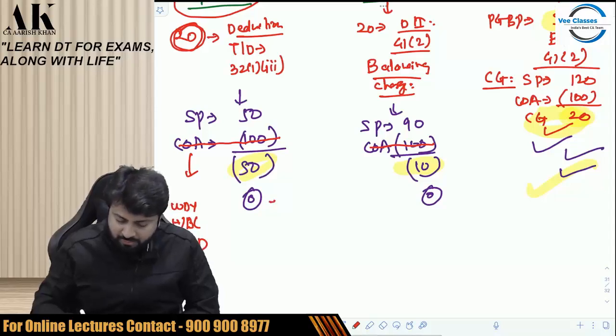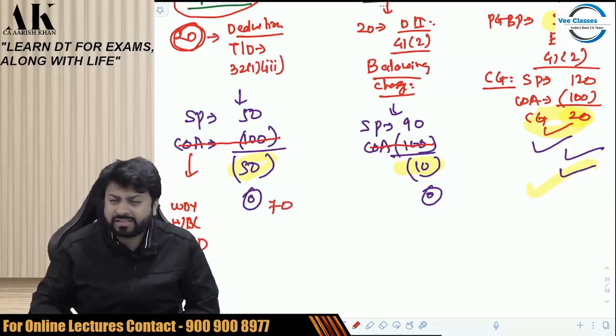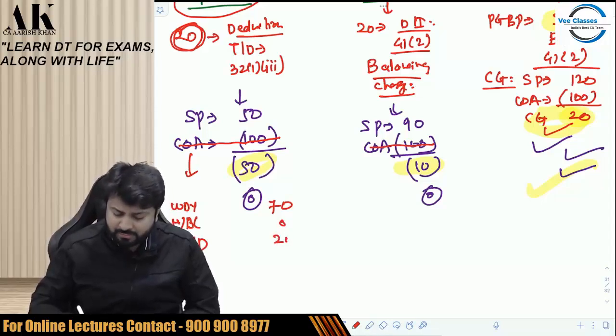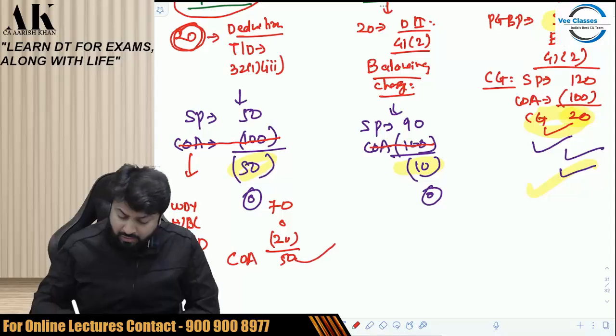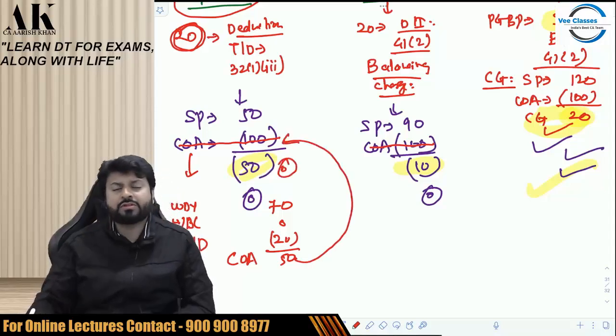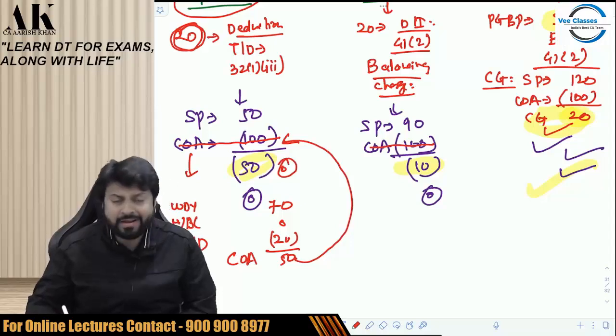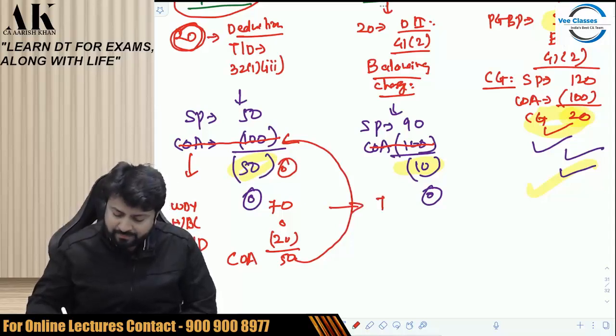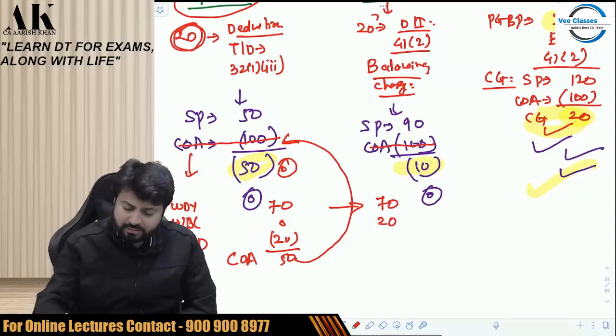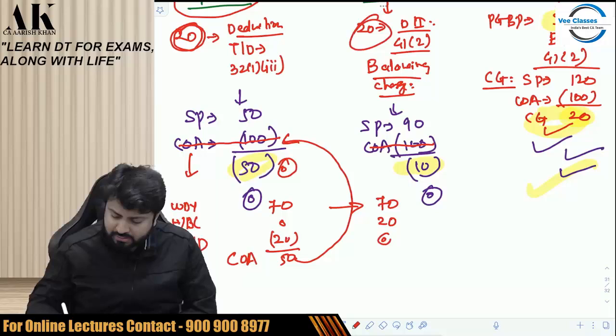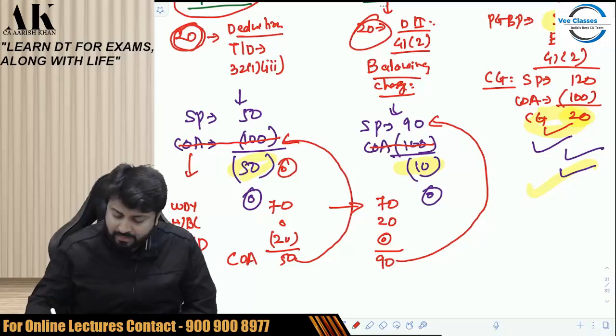So in first case, what is WDV? 70. Is there any balancing charge? No. Is there any terminal depreciation? Yes, 20. So this will become your cost of acquisition. Now if I take this as cost, remember this will come to 0 always. Similarly here also that same formula will apply. In second case, WDV is 70. Balancing charge is 20 rupees. Less terminal depreciation 0. Therefore, this will come to 90. And if I compare 90 with selling price 90, it will again come to 0.